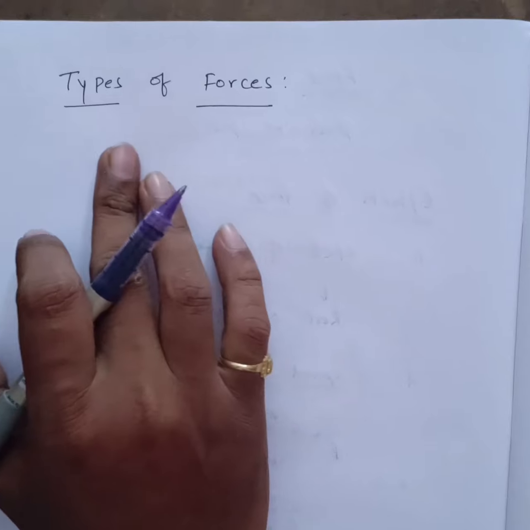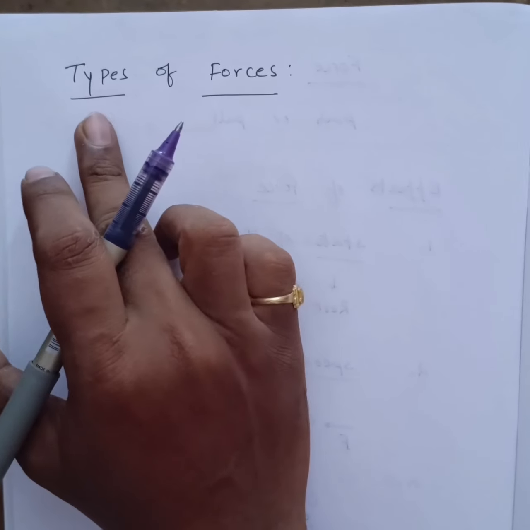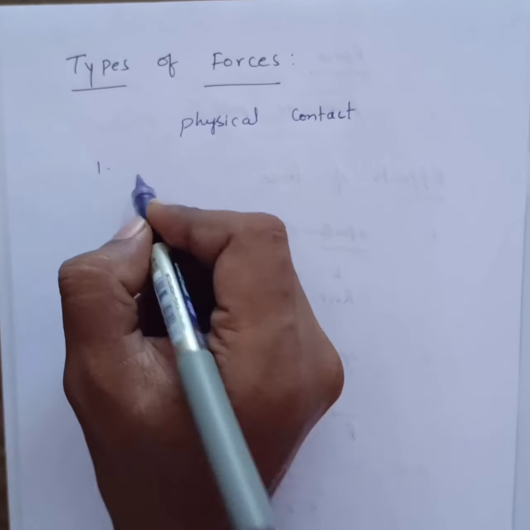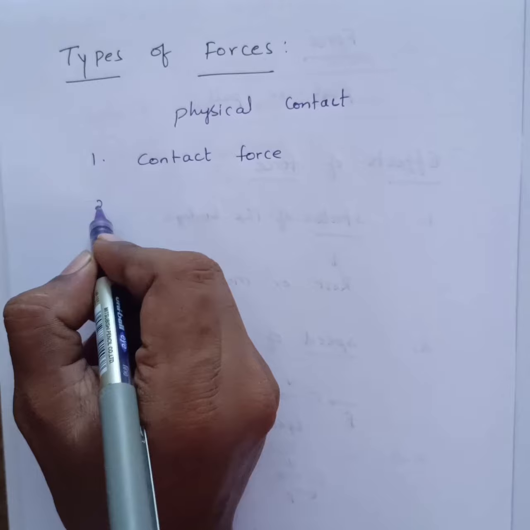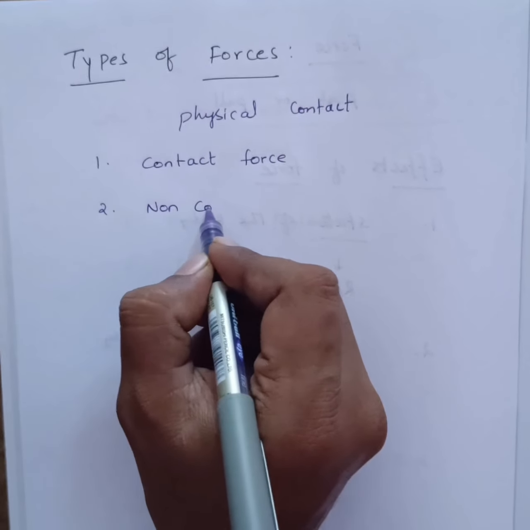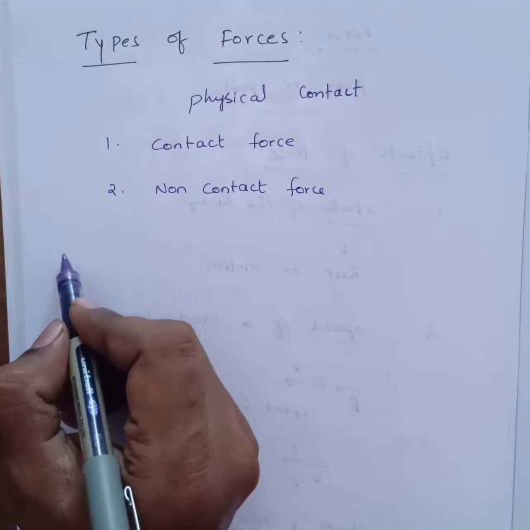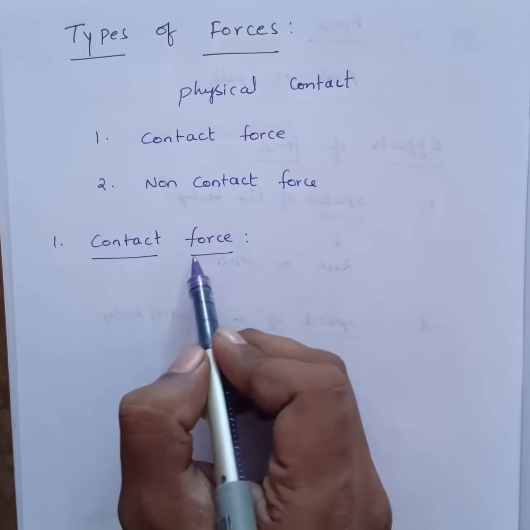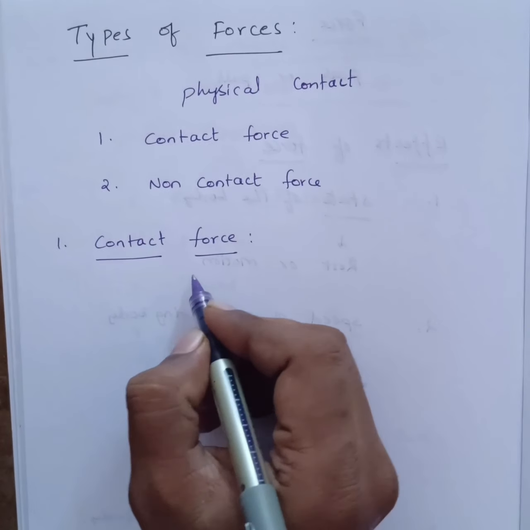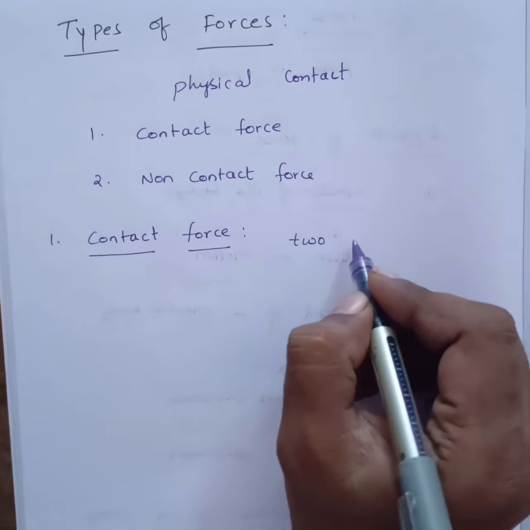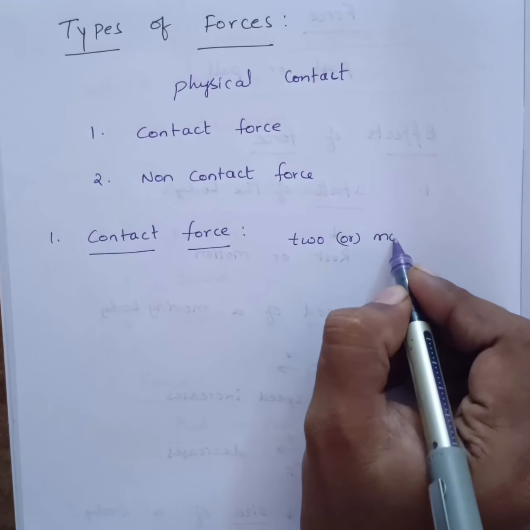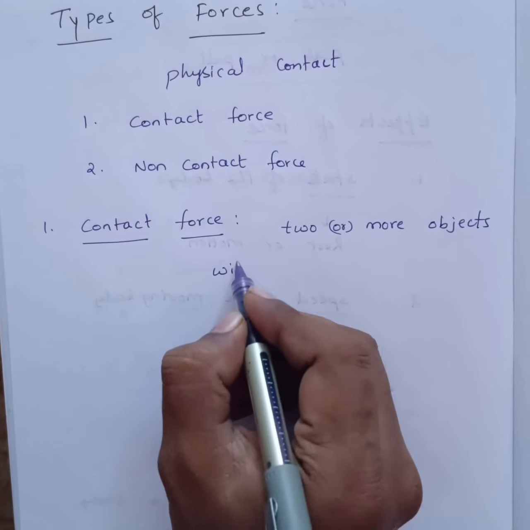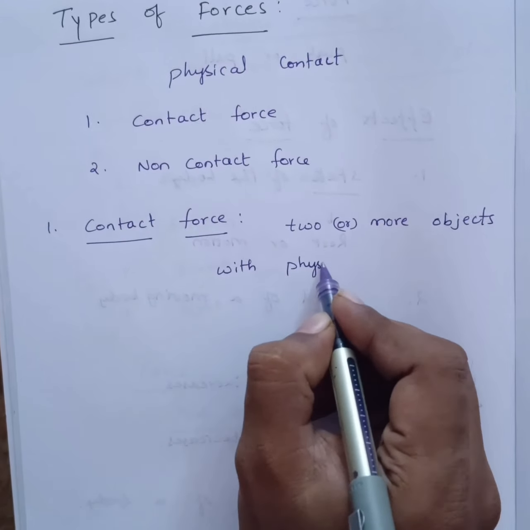Next, types of forces. Based on the physical contact, forces are of two types. One is contact force, second one is non-contact force. Now, contact force: the force applied between two or more objects with physical contact.